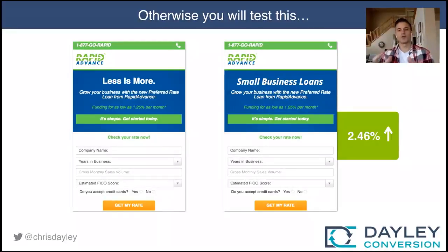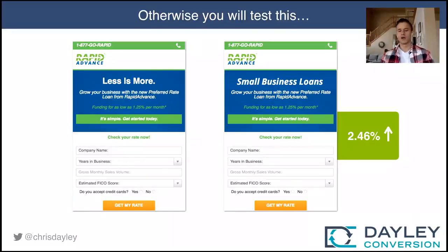We did dynamic keyword insertion on the page, and they were convinced that this was the test. This was the end-all, be-all test. This was going to totally change their landing pages forever. And we had a 2.5% lift in conversion rate, which in my book isn't really even a lift.